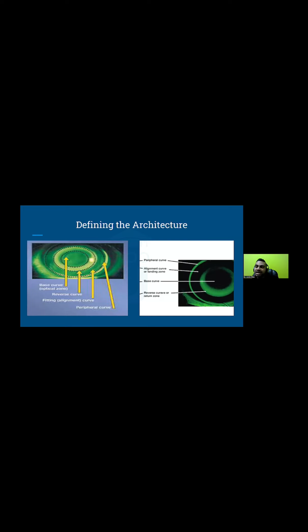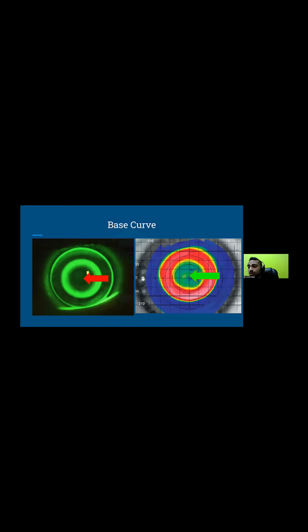So each design basically builds on this fundamental design. Almost all Ortho-k designs work on this philosophy. Now, you can have some designs that work a little bit differently. You might have one or two reverse curves, you might have one or two alignment curves, etc. But the basic philosophy is this: you want to have a base curve, reverse curve, alignment curve, and then peripheral curve. That's how almost all Ortho-k designs work. So let's go through these one by one.